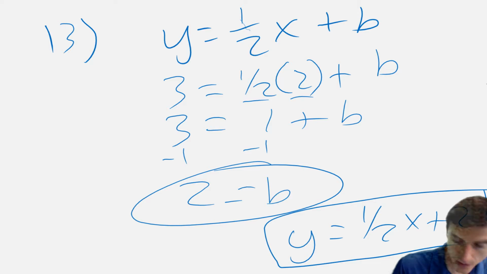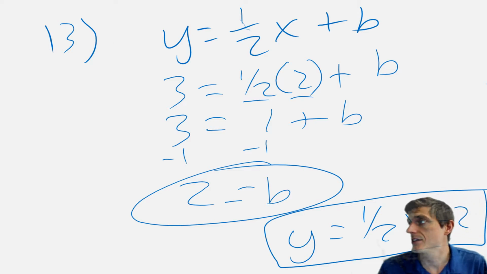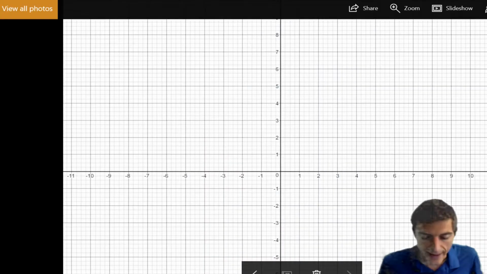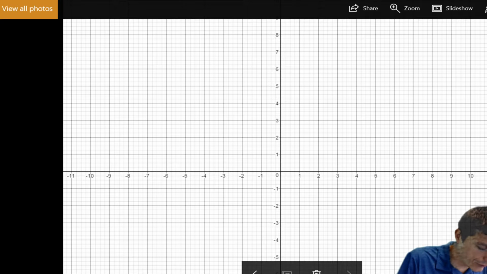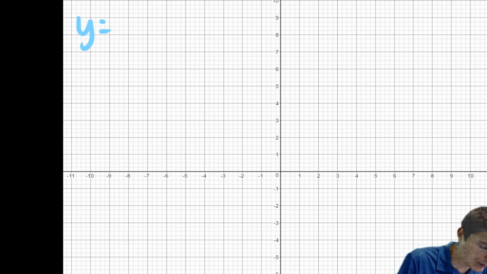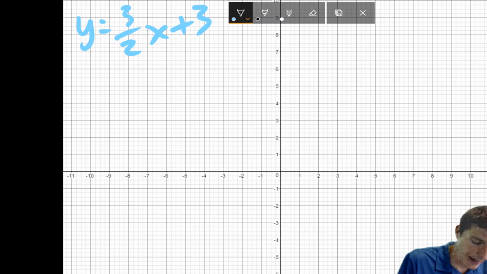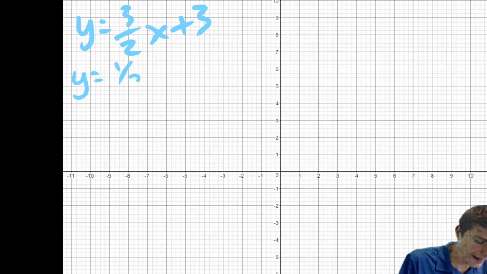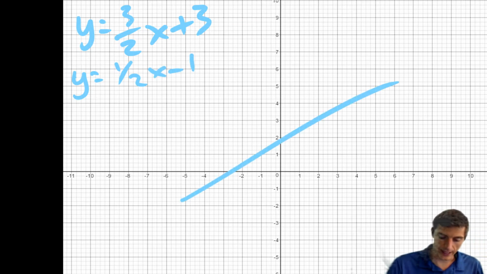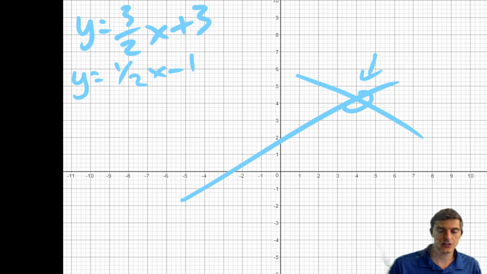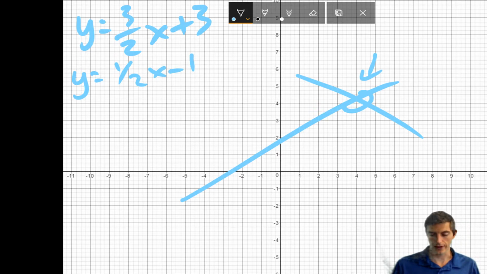All right. So let's go back to the graph real quick. Now we're on to the systems of equations chapter. So I have two equations. I have y equals 3/2 x plus 3, and I have y equals 1/2 x minus 1. So when I have two equations, you have two lines. Wherever they cross, that's the solution to the system of equations, right?